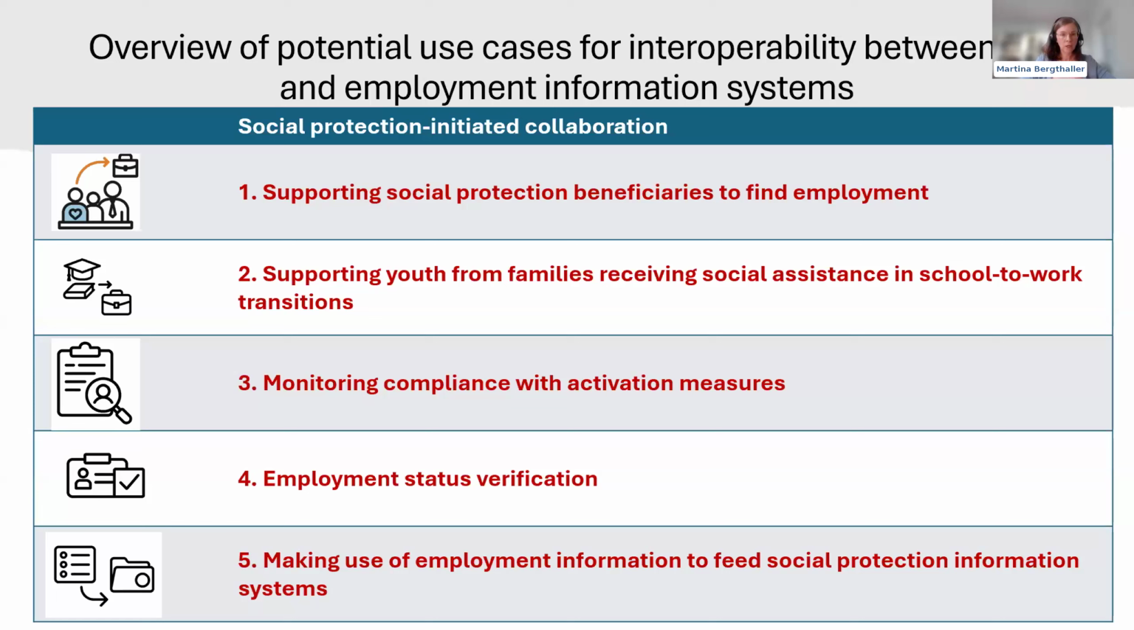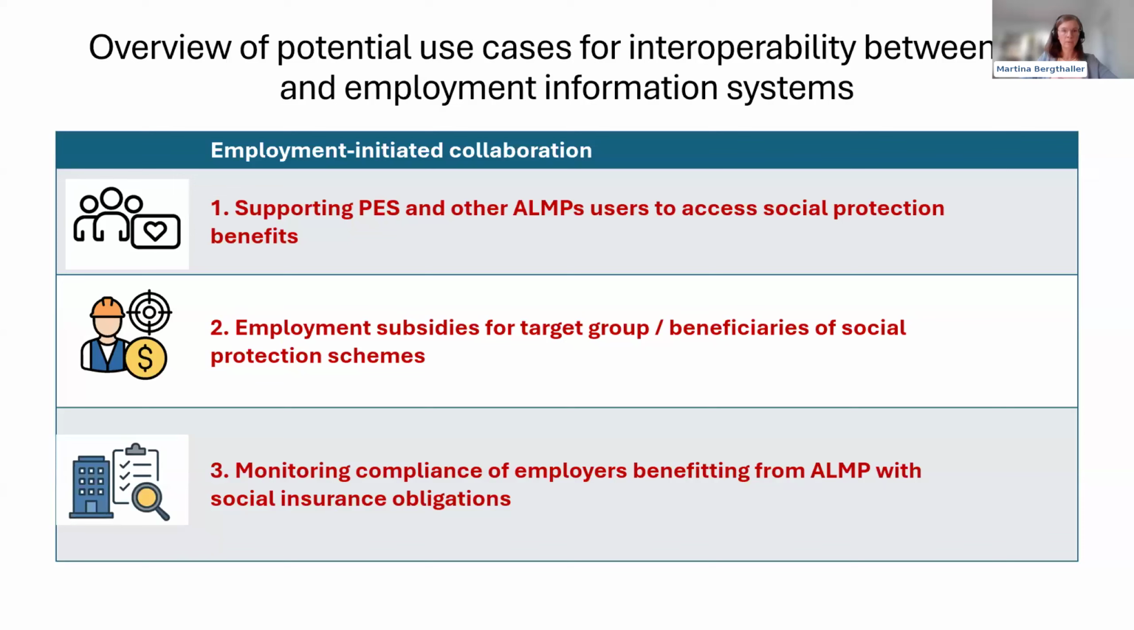And the fifth use case here is to directly make use of employment information from the various information systems to feed into social protection information systems, such as social registry for eligibility determination and beneficiary registries to see who is getting what, when, and where, so to support their specific functions. Let's move to the next slide, and this is also the last slide.